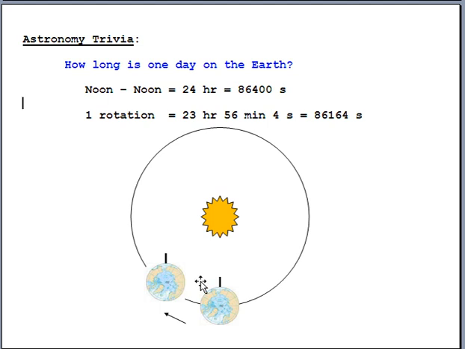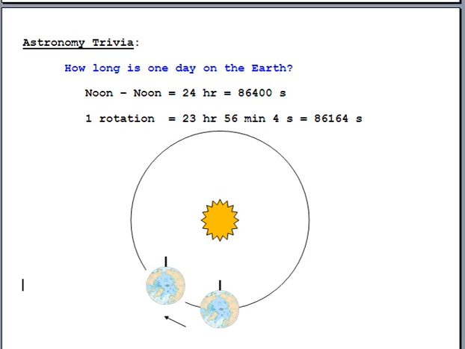So yes, it's actually gone in this story here all the way around once like this, right? And it's ended up pointing like that. But it's not pointing back at the sun yet because it's done a portion of its journey around the sun. And it needs another 4 minutes to do this, to go and finally point back at the sun. So just to spin once around is 23 hours, 56 minutes, and about 4 seconds.